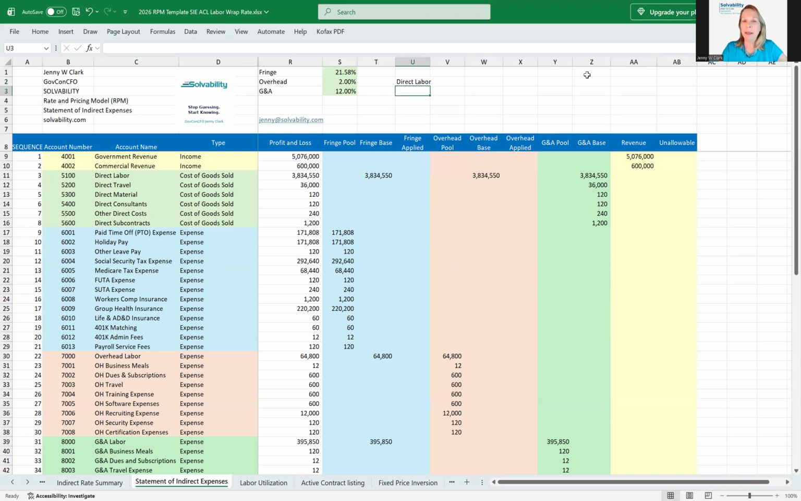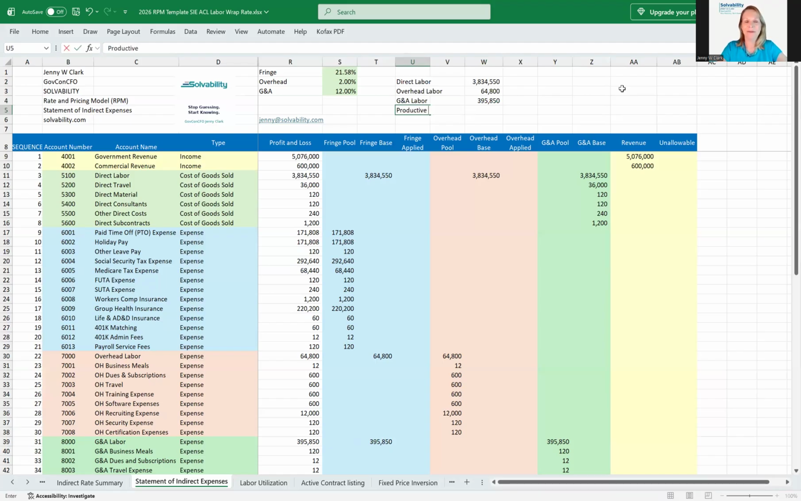So I'm just going to type in here the types of labor we're talking about: overhead labor, G&A labor. I can just pull those from these columns. I call this productive labor.